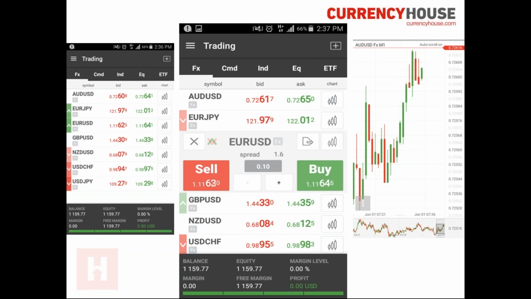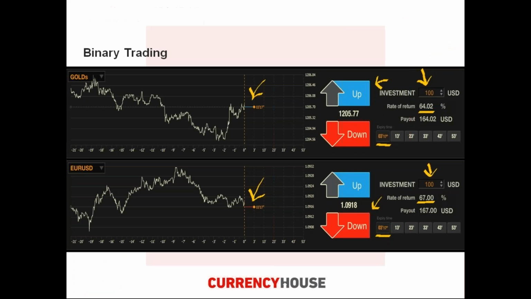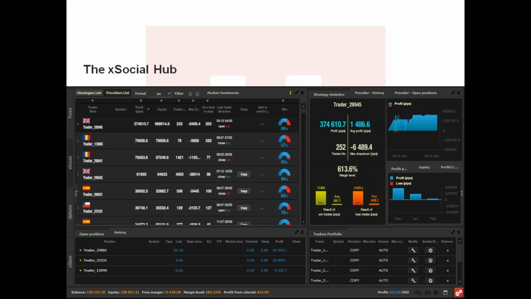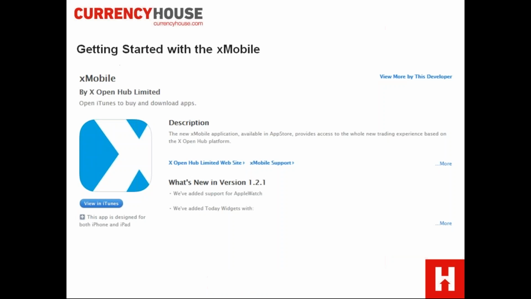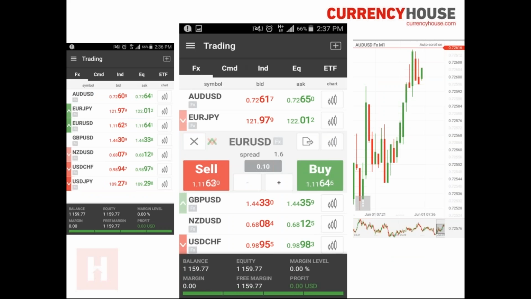And so that is basically it, guys. That is the 4 different ways of trading. We have mobile trading, we have binary trading, we have social trading, and we have Forex trading. So it's all different ways of trading, all different ways of making money right away with Currency House, okay?